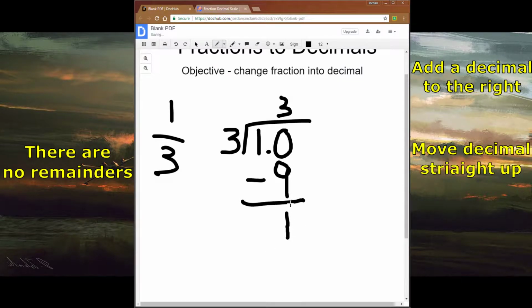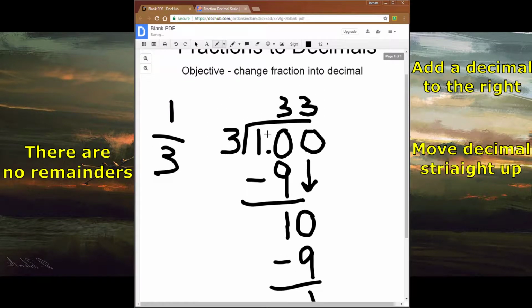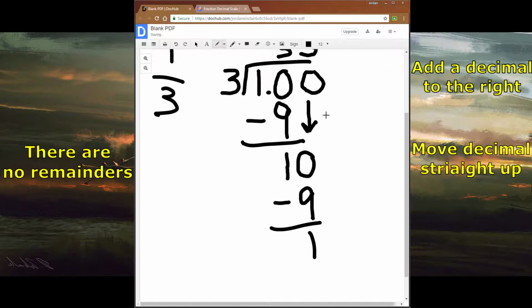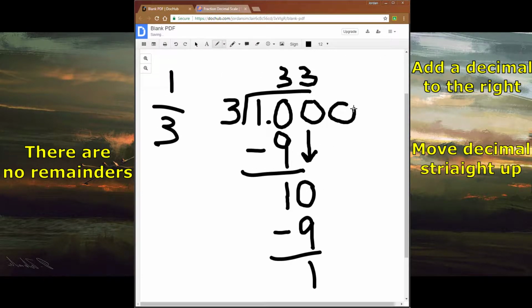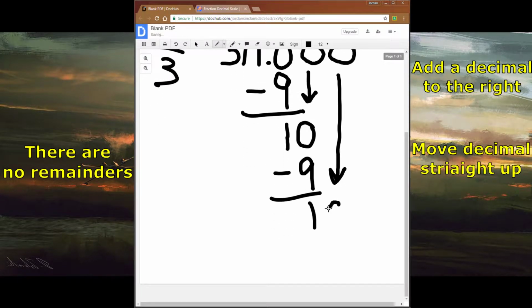Well, this isn't a 0, so we have to keep going. So we add another 0 and put it down there. Okay? So the 3 goes into 10 down here 3 times again. So 3 times 3 equals 9. And then 10 minus 9 is 1. I've seen this before. It happened up here, and it happened up here. It's repeating itself, because since we can't end on a remainder, we have to add another 0, and then drop that down.